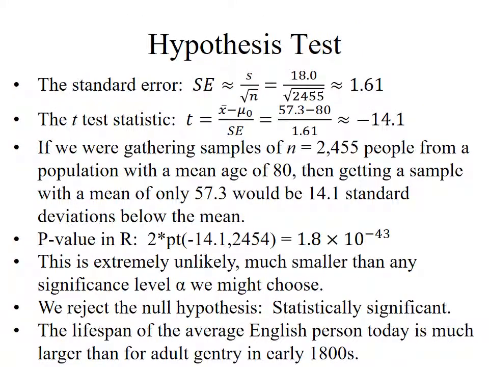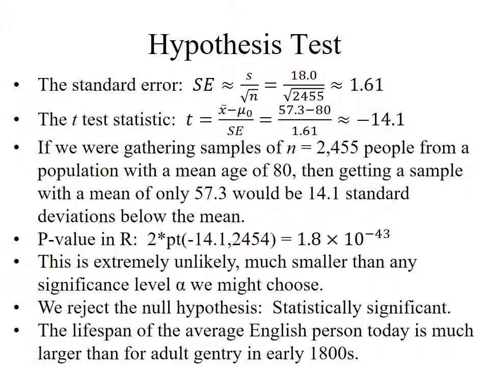All right, let's conduct our hypothesis test. First thing I need to do is compute my standard error. We've decided we're going to use the sample standard deviation divided by the square root of n. So sample standard deviation was 18 years divided by the square root of 2,455 people in that study, and we get a standard error of 1.61 years.